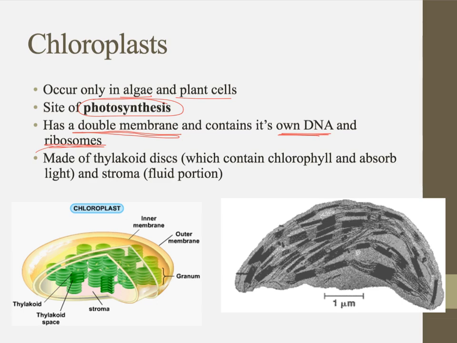Inside of the chloroplast, we're going to find these things called thylakoid discs. That's what these little discs are that we see in the stacks. They kind of look like poker chips. Not that you're old enough to understand what that is, but maybe you've seen it in a movie. And those contain chlorophyll.